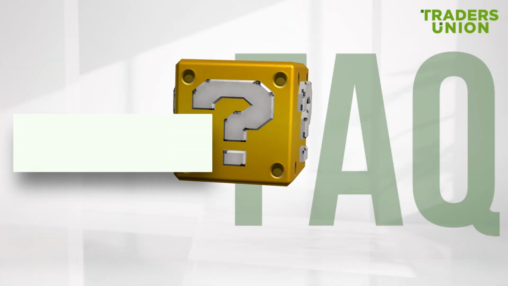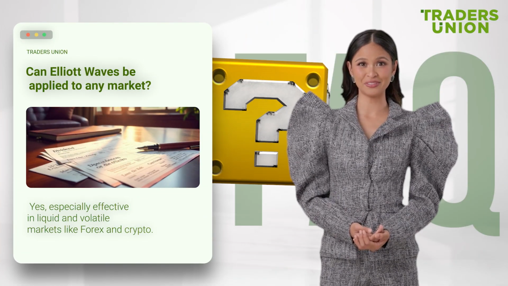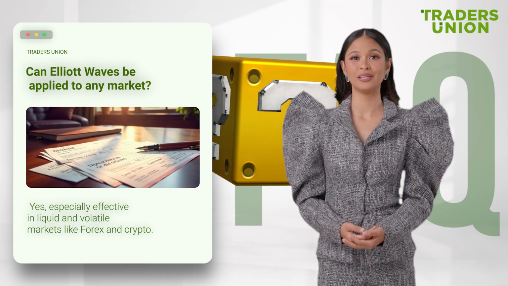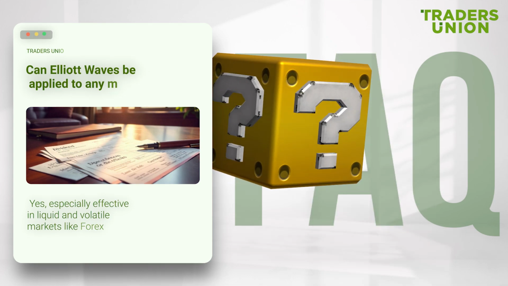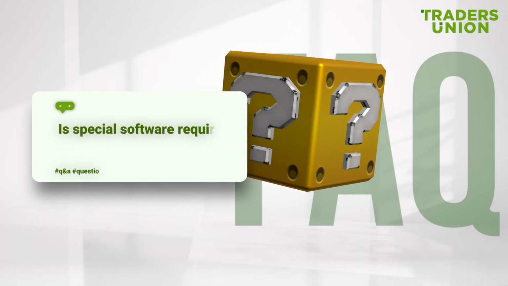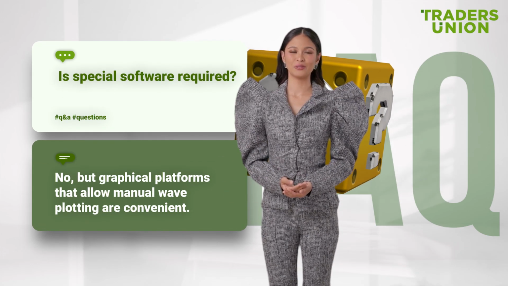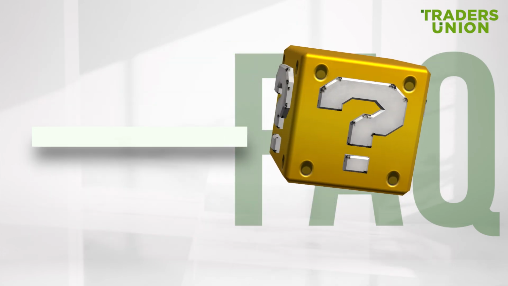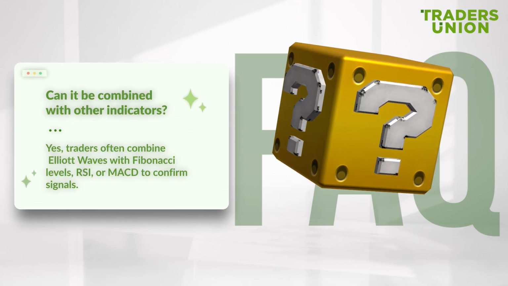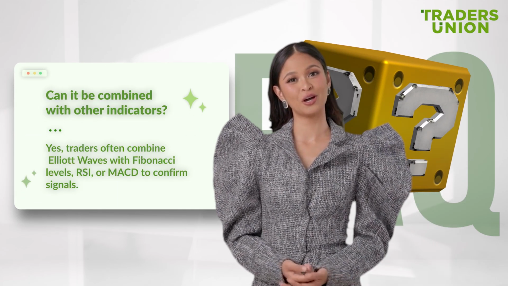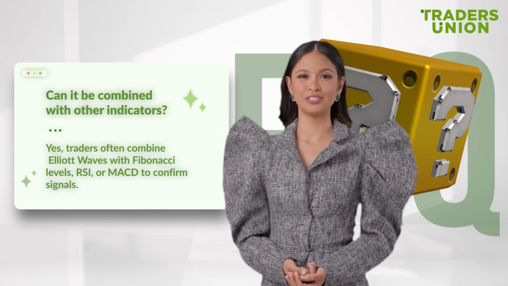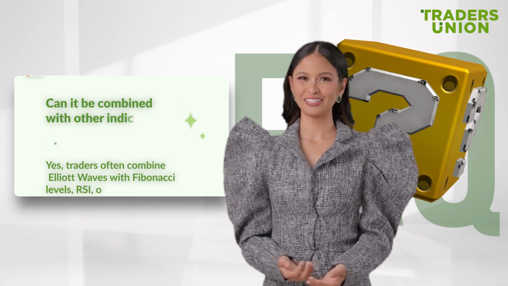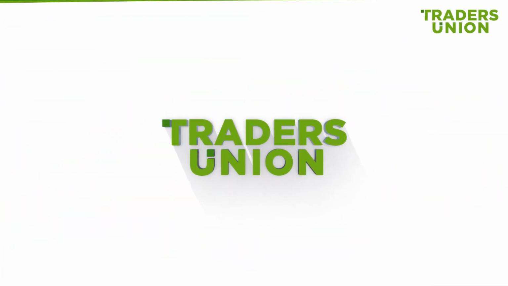Can Elliott Waves be applied to any market? Yes, especially effective in liquid and volatile markets like Forex and crypto. Is special software required? No, but graphical platforms that allow manual wave plotting are convenient. Can it be combined with other indicators? Yes, traders often combine Elliott Waves with Fibonacci levels, RSI, or MACD to confirm signals.